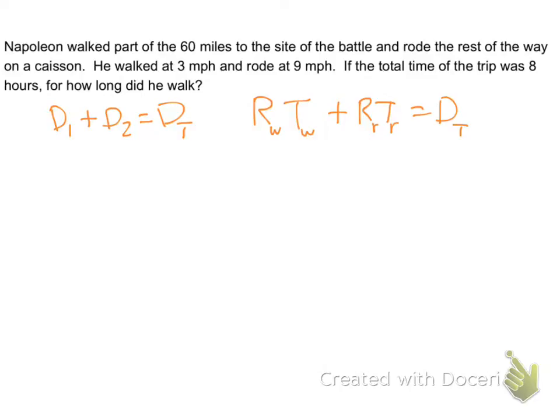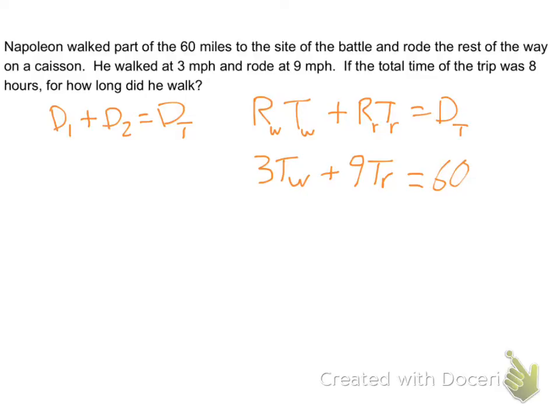Do we know the total distance? What's the total distance that he's traveling? 60 miles. So we know 60. Do we know the rate he is going to walk? Yes, 3. Do we know how long he's going to walk for? No, so I'm going to leave it as TW. Do we know how fast he rides? Yeah, 9. Do we know how long he rides for? No. So I just set up one equation that has 2 variables, right?